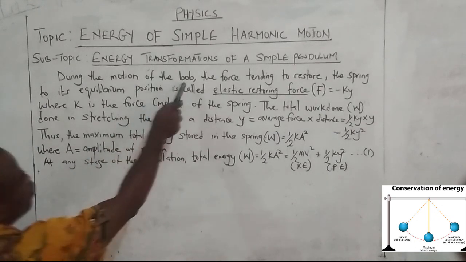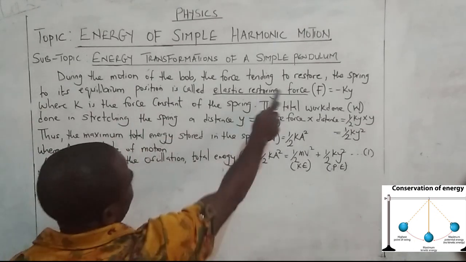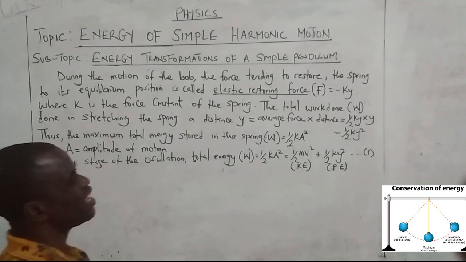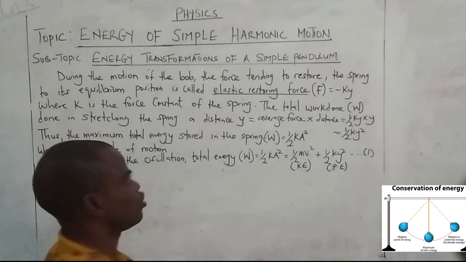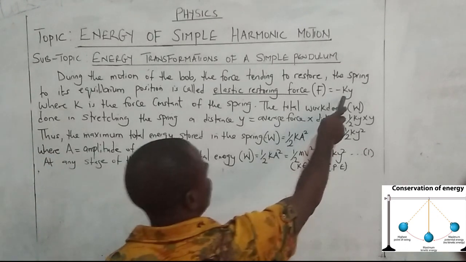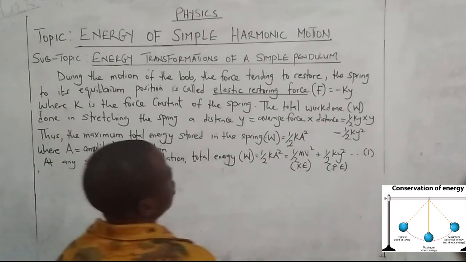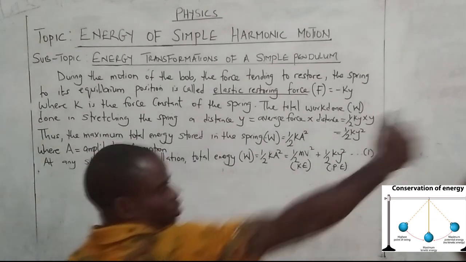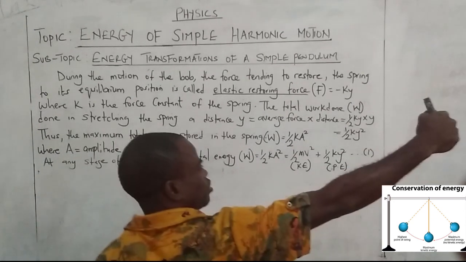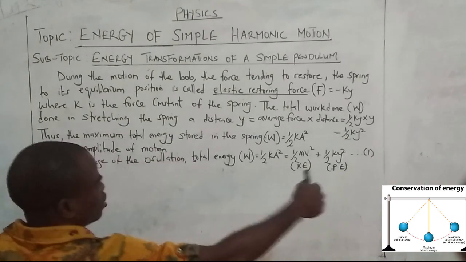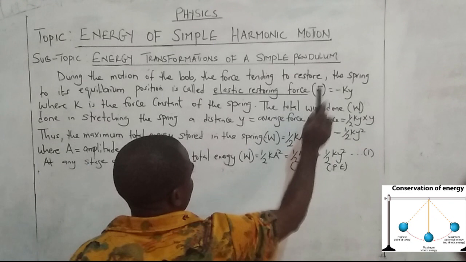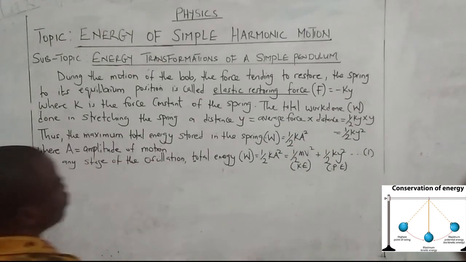During the motion of the ball, the force tending to restore the spring to its equilibrium position is called elastic restoring force, F, which equals minus ky. The minus is just saying that it acts in the opposite direction to restore it. When it's moving sideways, the force acts in the opposite direction. We are not going to make use of the sign in the calculation. Just know that we are dealing with ky. F equals ky, that's the elastic restoring force.